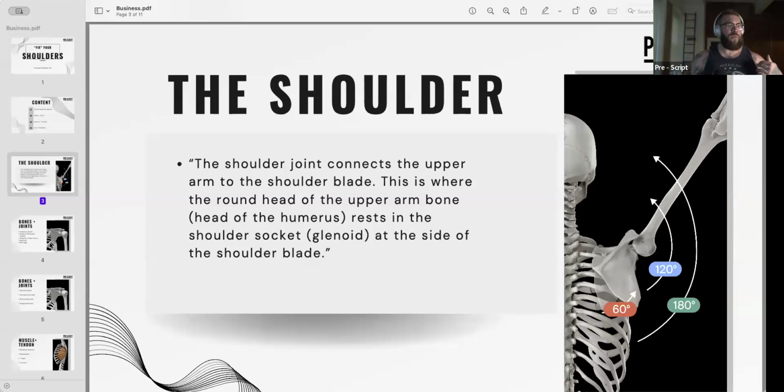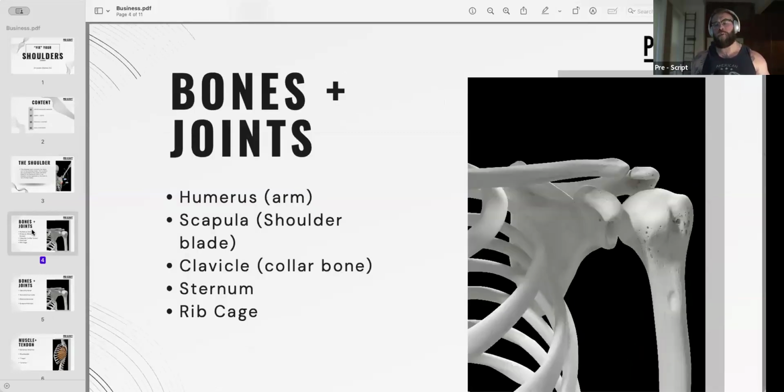We're going to expand on this a bit, because it's not wrong. This is not necessarily a wrong way of looking at the shoulder, it's just incomplete. So when we look at the bones and joints, we have to understand that the shoulder is really more of a region than a joint. Most people, like the definition alluded to, think of the shoulder as just the ball and socket joint. It's a terminology we hear a lot.